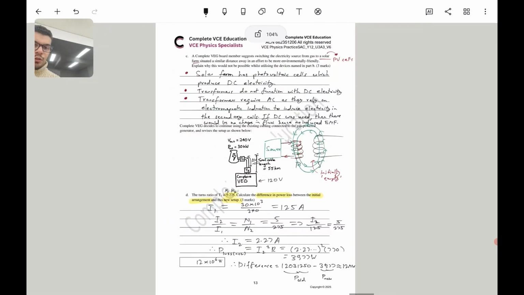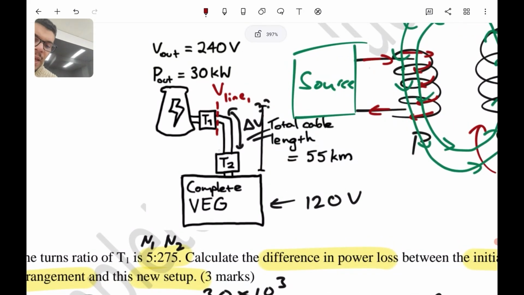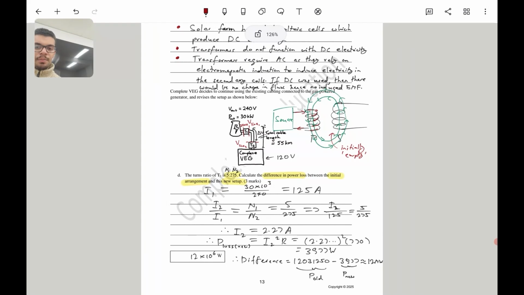Now, what is the voltage that we have just at the start of the journey of the electricity? So let's call this V line 1, let's say. And then we can compare this to the voltage at the lines at the end. Okay, so what is the voltage of V line 1? Well, we know that the voltage here before T1 is 240.